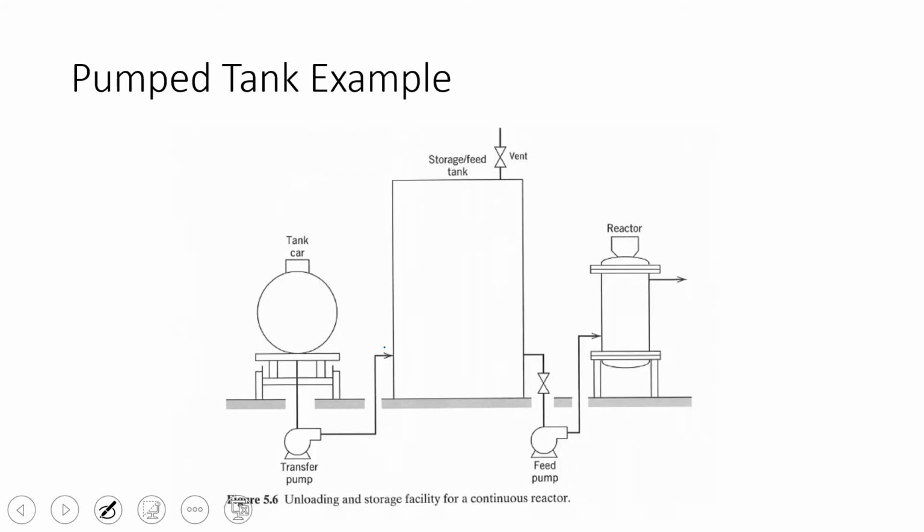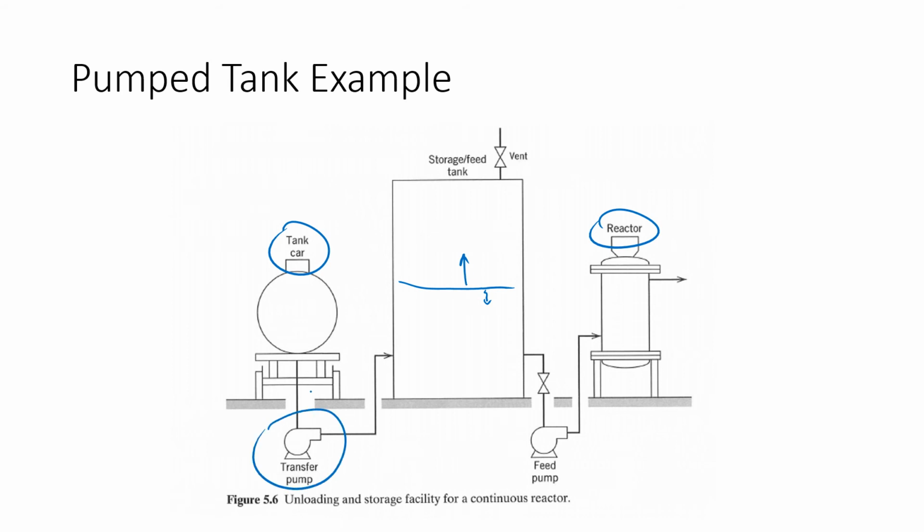Okay, so let's just look at a pumped tank example. We have maybe a tank car that comes in and periodically fills this tank, and then the reactor here on the right is constantly using this supply. And so we have these transfer pumps right here, and here is a feed pump to the reactor that are controlling the flow rates.